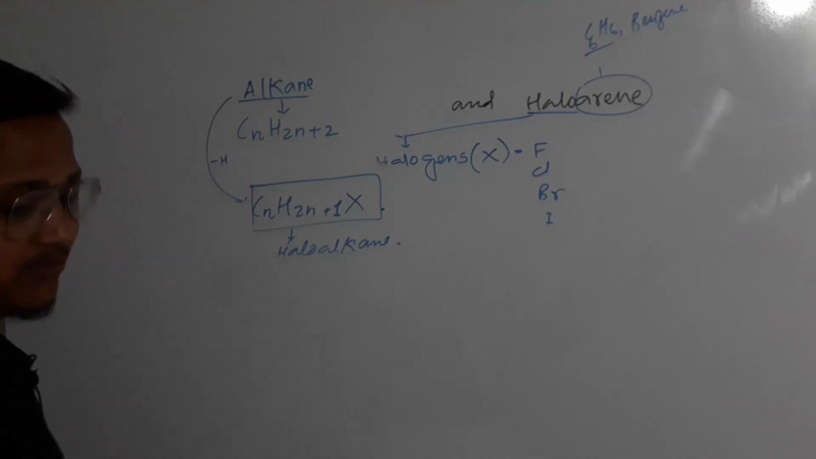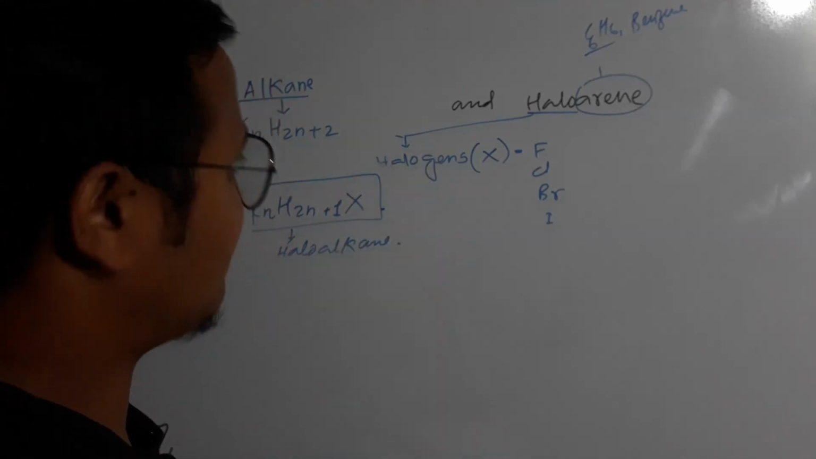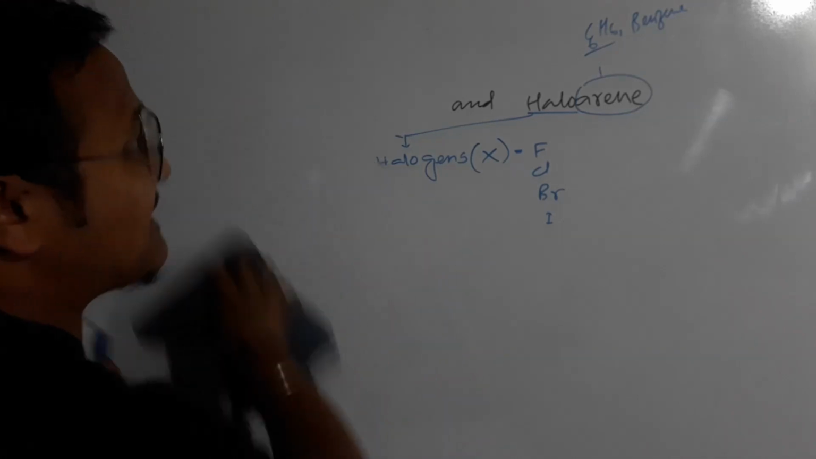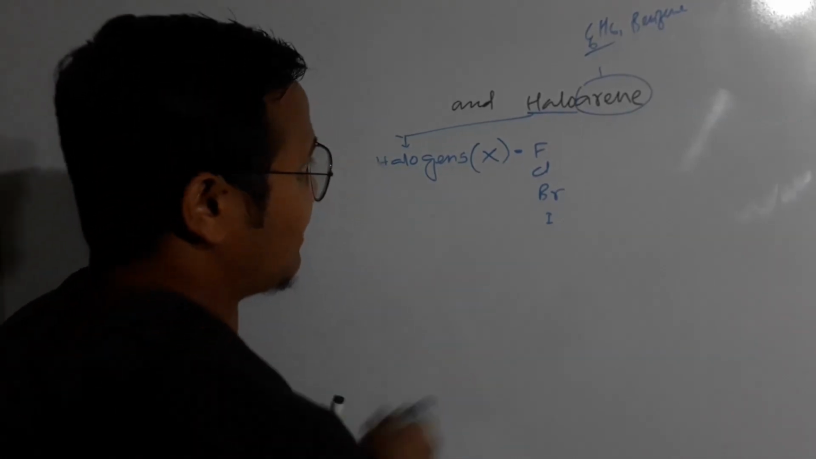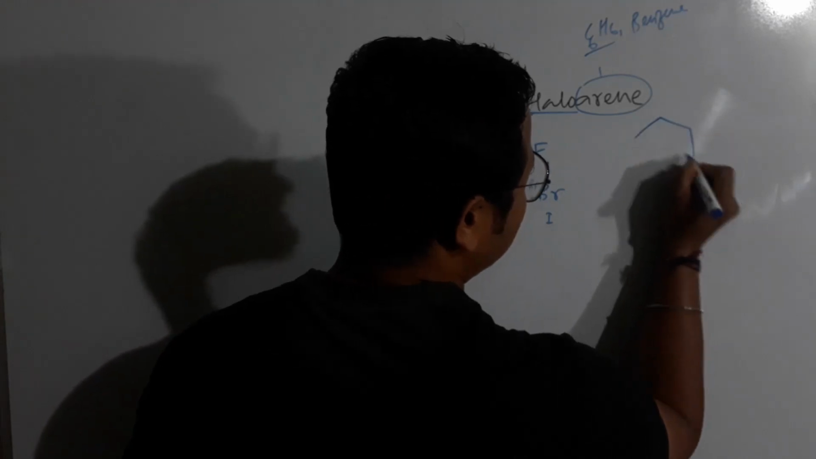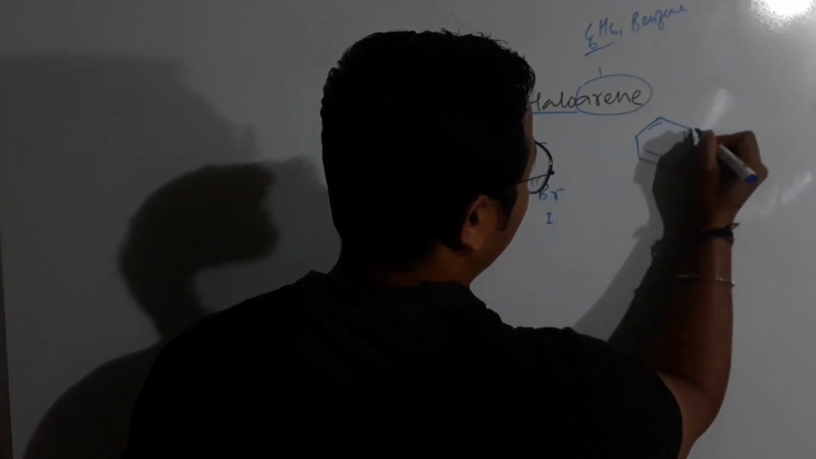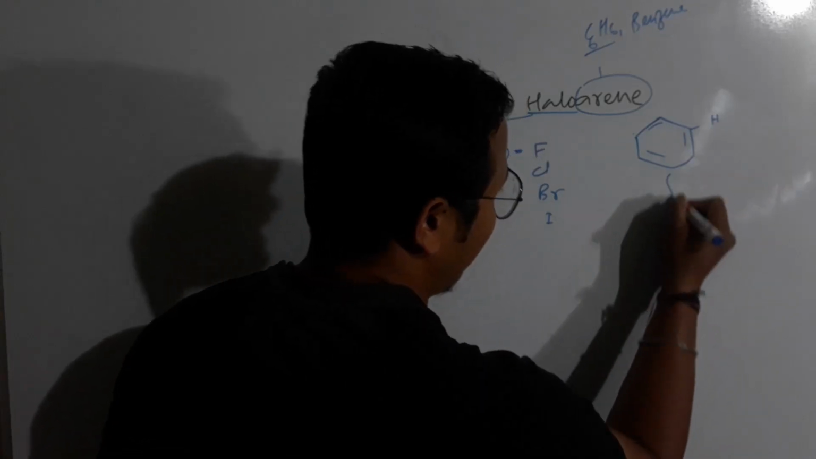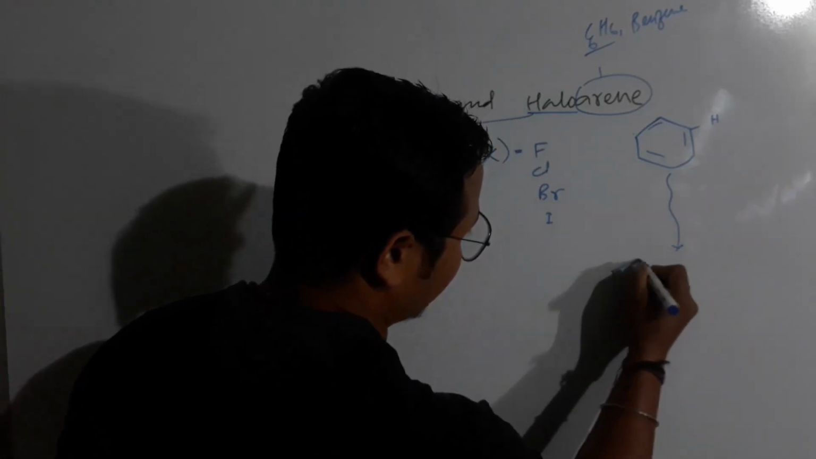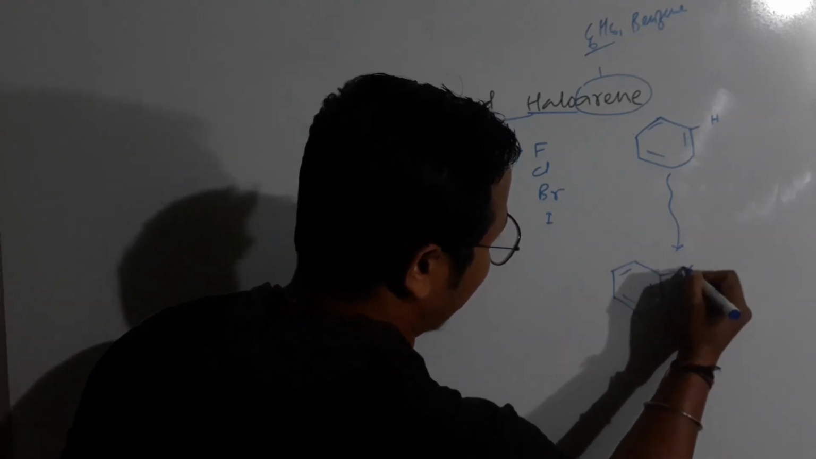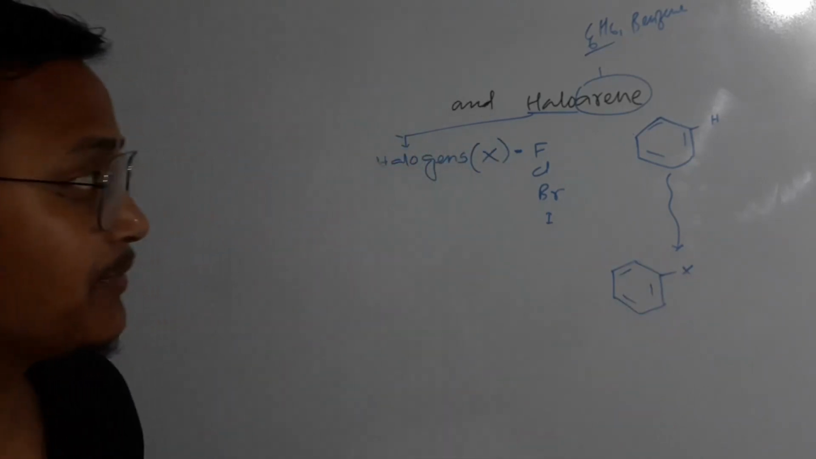Okay. Now let's talk about haloarene. Halo again, same thing, right? Halogen, arene, which means your benzene ring. If we have a benzene ring here, all these carbons contain one hydrogen. Suppose we have hydrogen, and from this we get this compound. Say I am having X here. Clear, guys?